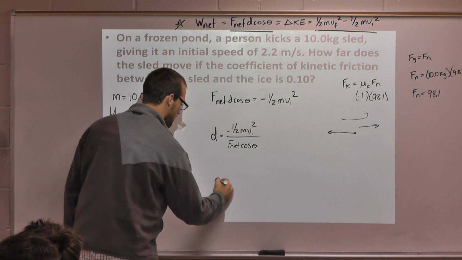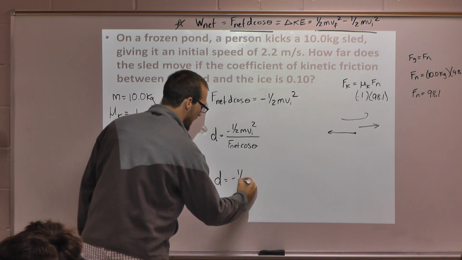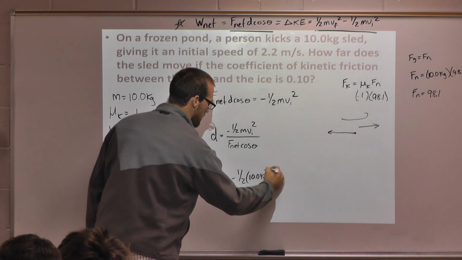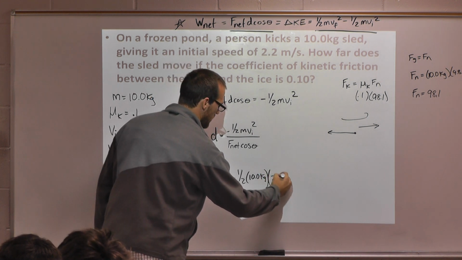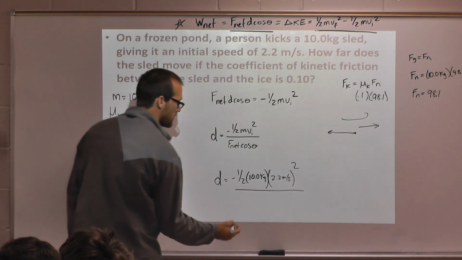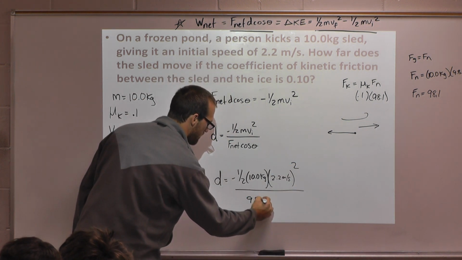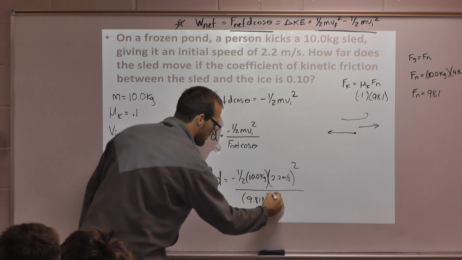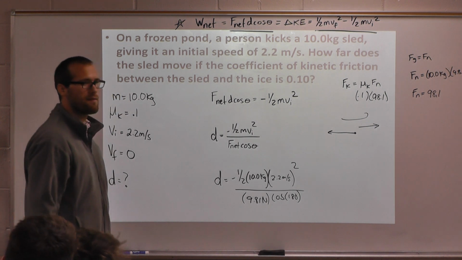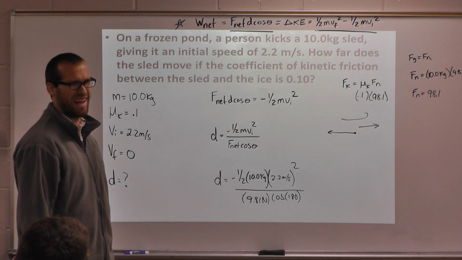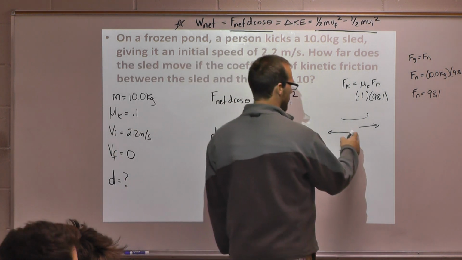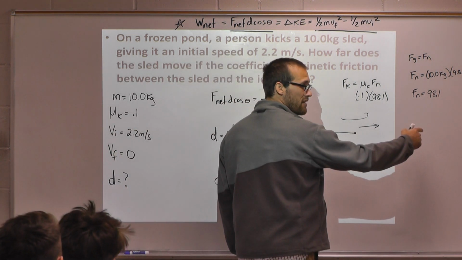I'm going to plug this in. W equals negative 1/2 times the mass, which is 10, times the initial velocity, which is 2.2, squared. Okay? The net force we said was 9.81, times cosine of 180 degrees. Why? Because it's a flat line. No, because we're going this direction.